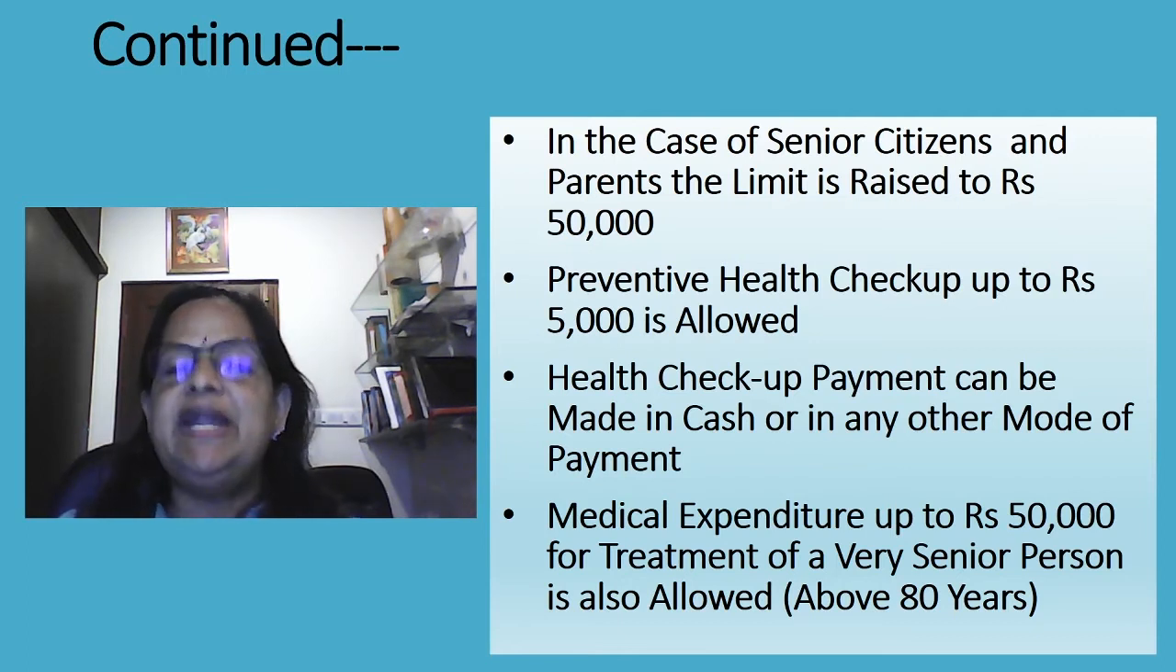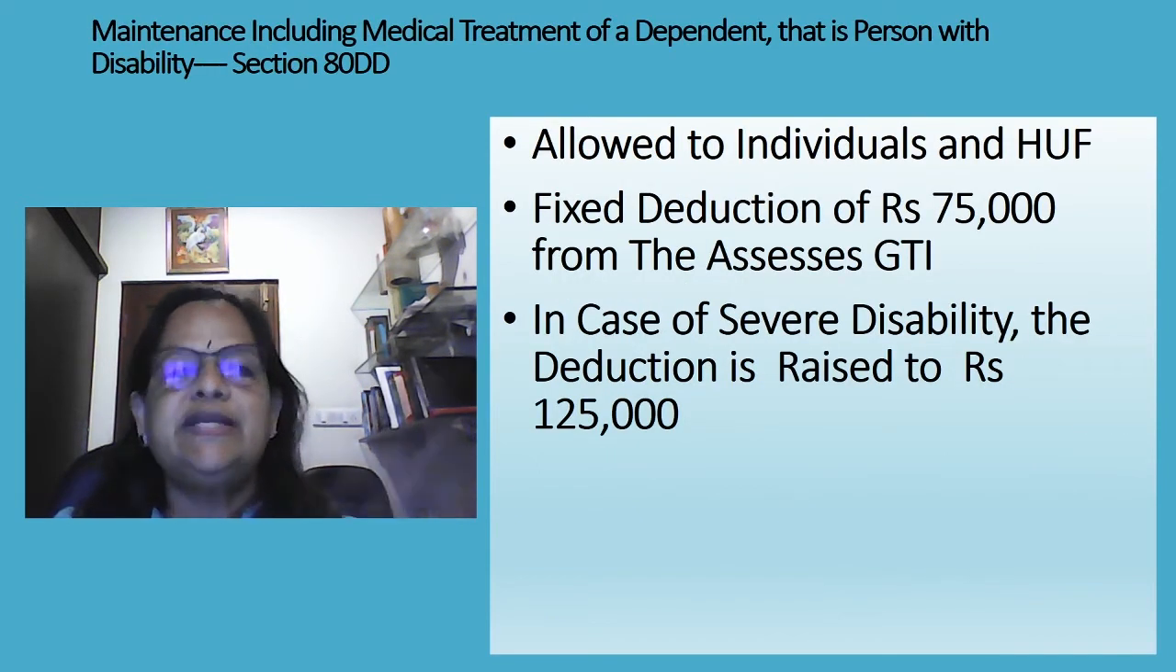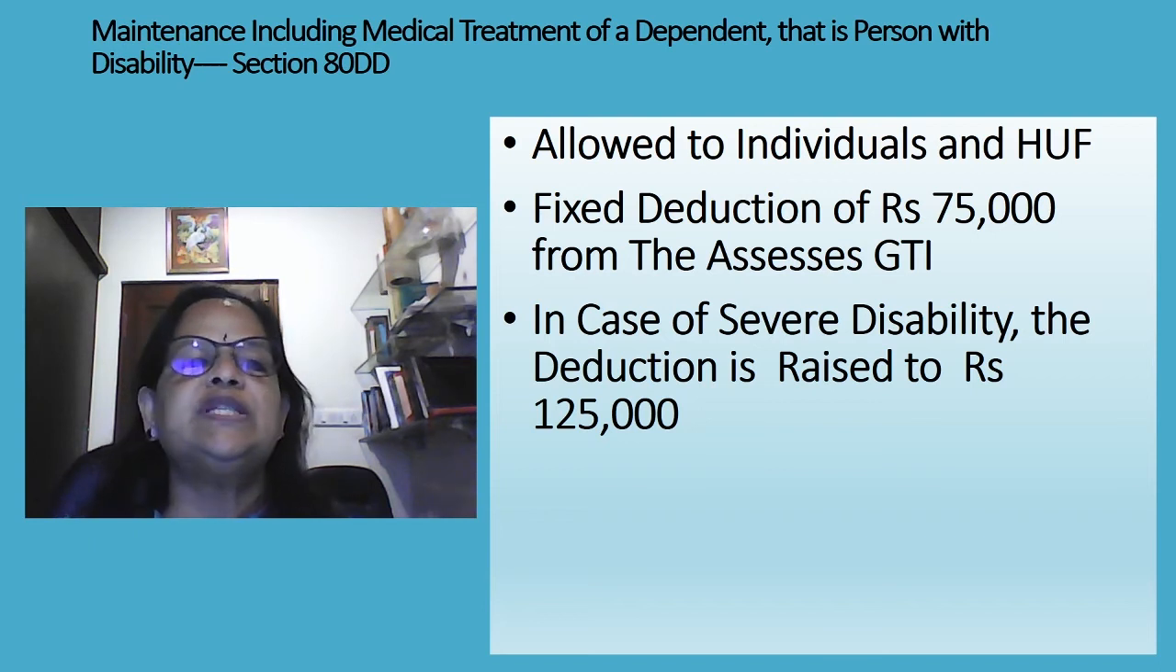Next is medical expenditure up to rupees 50,000 for treatment of a very senior person is also allowed. So, in the case of any senior person, parents above 80 years, medical expenditure up to 50,000 can be claimed.